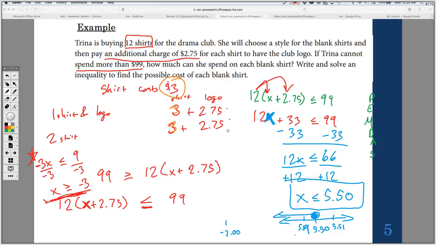Yeah, huh? Right? Okay. Any questions? No questions? Game without spending more than $100. Write and solve an inequality for this situation. So go ahead, pause the video, and try this problem.